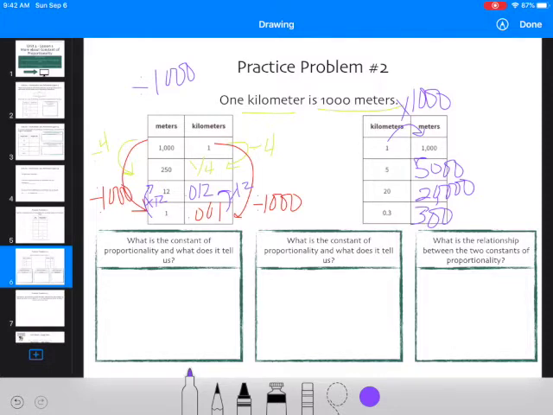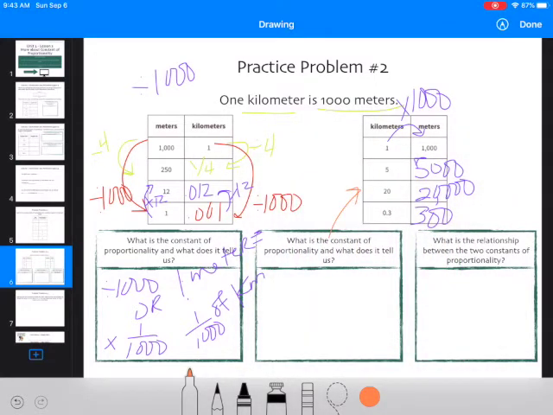So what does the constant of proportionality tell us? The constant of proportionality in this case is divide by 1,000, or multiply by 1 over 1,000, right? What does it tell us? That 1 meter equals 1,000th of a kilometer.